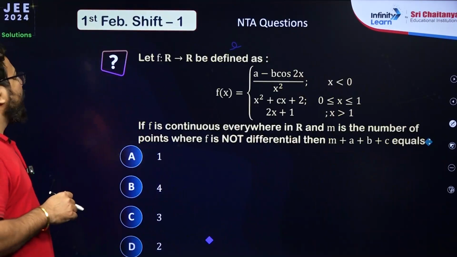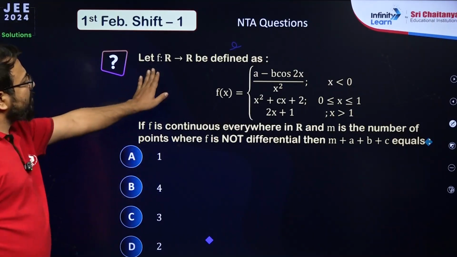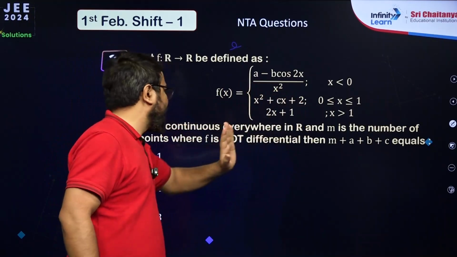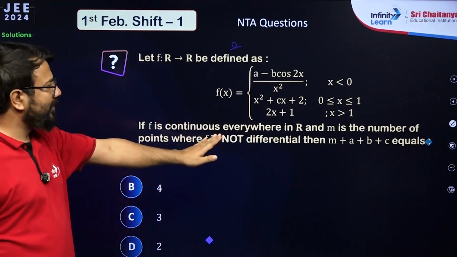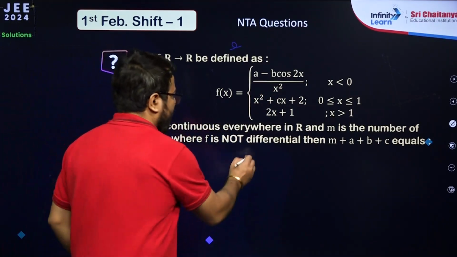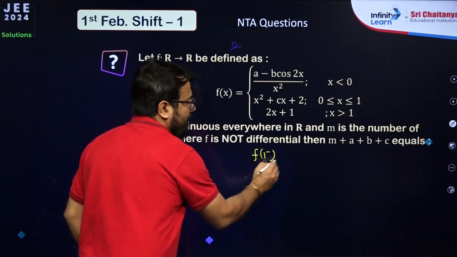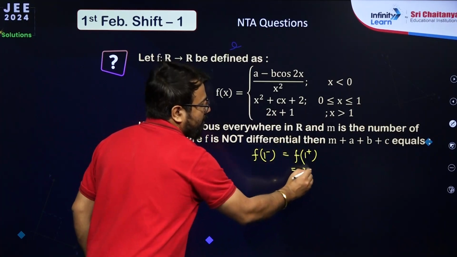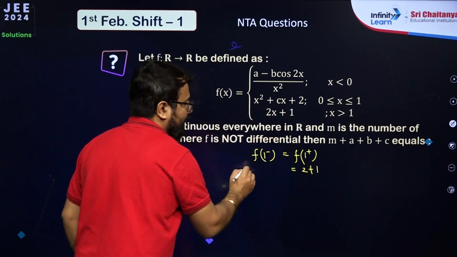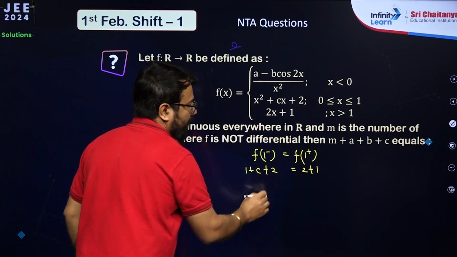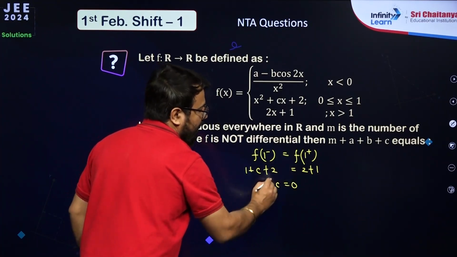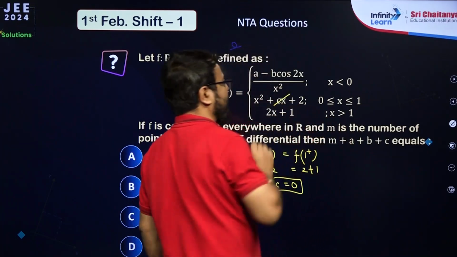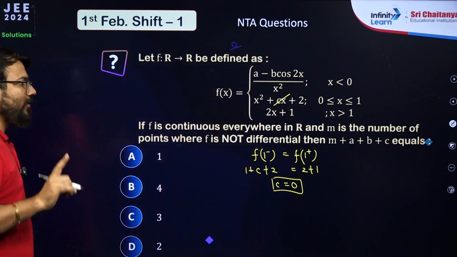Alright. Moving ahead to the next one. Here a function from R to R is being defined. A particular piecewise defined function is given. This function is continuous everywhere. If this is continuous, that means f of 1 minus and f of 1 plus should be equal. F of 1 plus is 2 plus 1. F of 1 minus will be 1 plus c plus 2. So here we got the value of c as 0. If the value of c is 0, then this gets cancelled. Only x square plus 2 is remaining now.